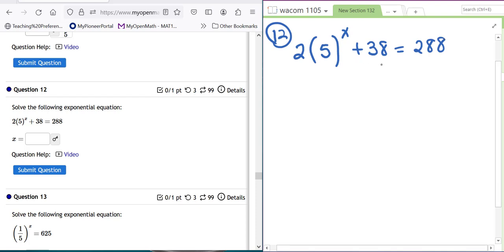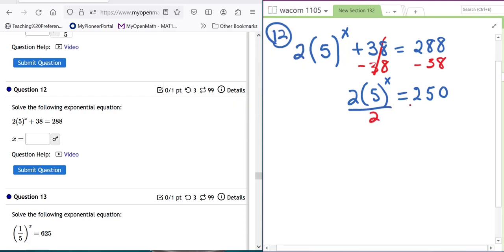So let's get this 38 off. Always take off anything that's added or subtracted first. So let's subtract this 38. That'll go off. So we're going to have 2 times 5 to the x. 8 minus 8 is 0, and 8 minus 3 is 5. Divide out your 2. So I have 5 to the x equals 125.